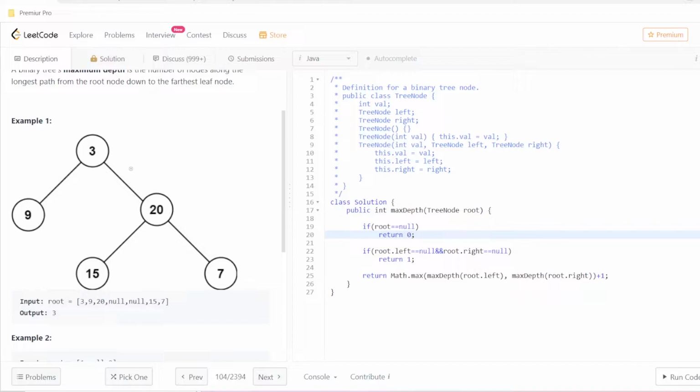For example, we take this node. So maximum length path is this path. Okay, or it can be this path as well. Okay, so both has a length 3, so we have to return the length.